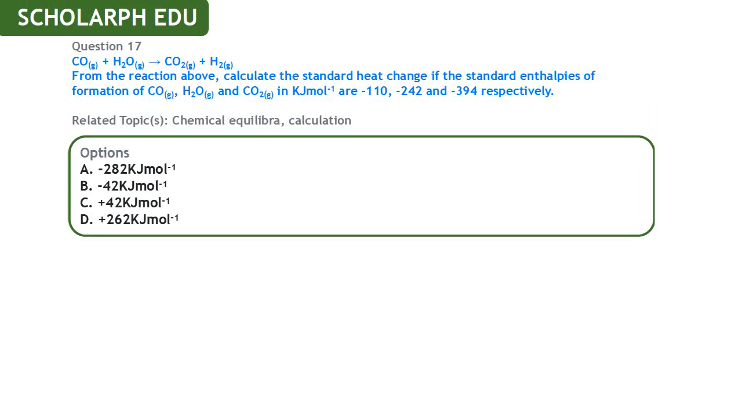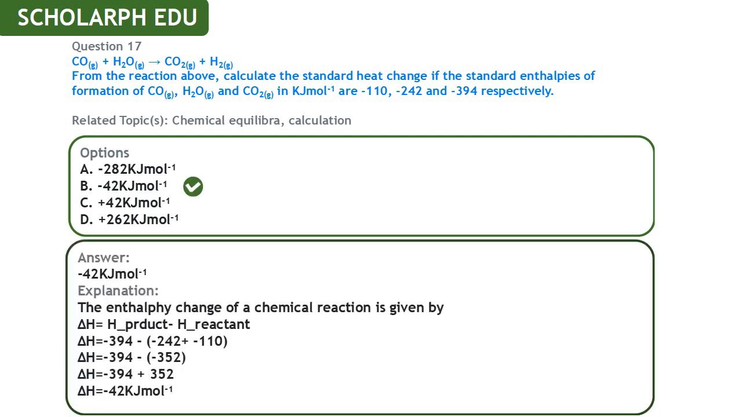Next on chemical equilibrium. From the reaction above, calculate the standard heat if the standard enthalpies of formation of carbon monoxide, water, and carbon dioxide are as given here respectively. The standard heat change or the enthalpy change is going to be the heat of the products, which here is carbon dioxide, minus the sum of the heat of the reactants. Alright, so you have that to be the enthalpy of carbon dioxide, that is minus 394, minus in brackets the enthalpy of water, that is minus 242, plus the enthalpy of carbon monoxide, which here is minus 110.